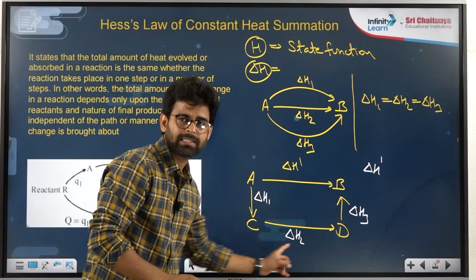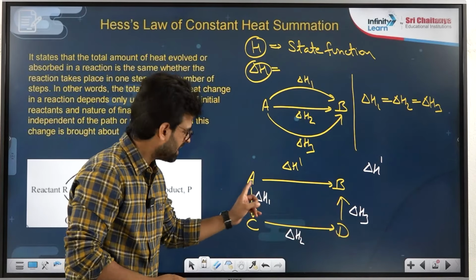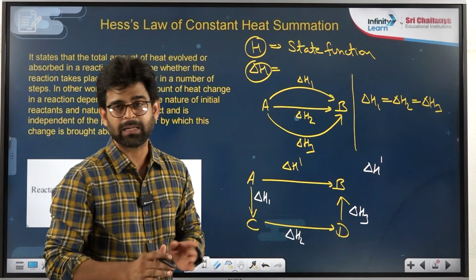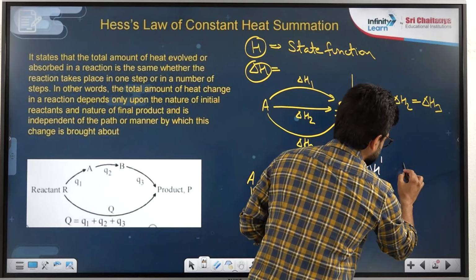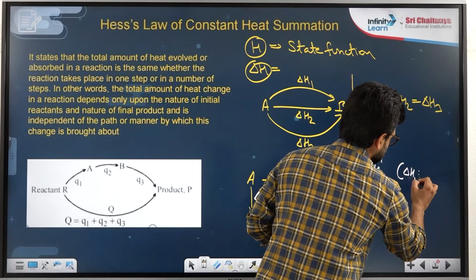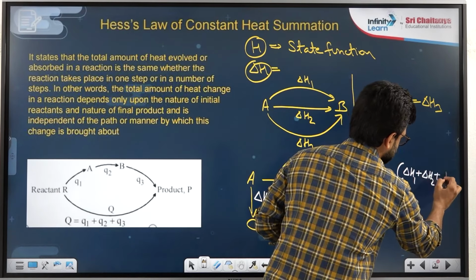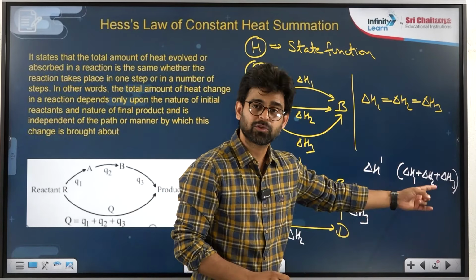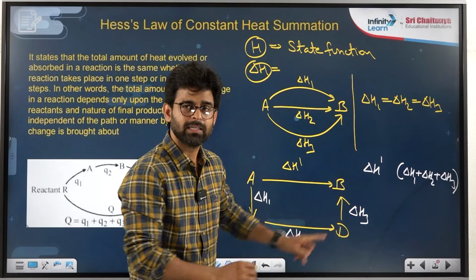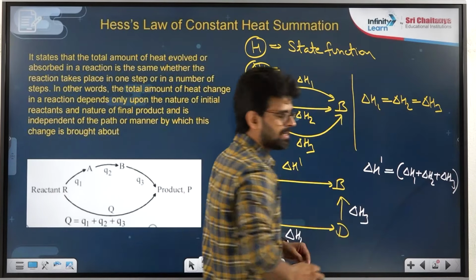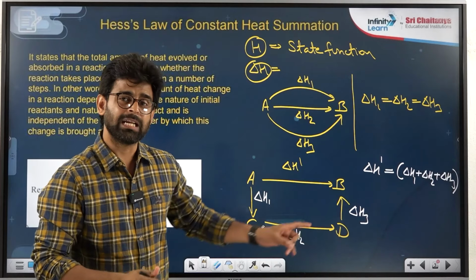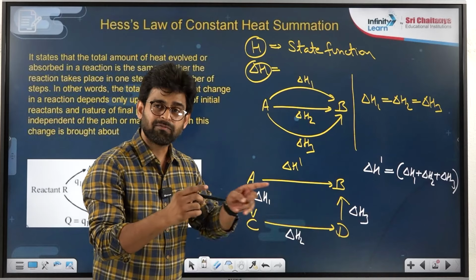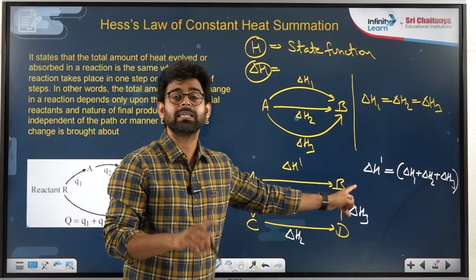So if I am going by the direct path, the enthalpy change is delta H dash. But if I am taking the other path, step 1 enthalpy plus step 2 enthalpy plus step 3 enthalpy, right? So I can say for the second path the enthalpy change is delta H1 plus delta H2 plus delta H3, right? It is the enthalpy change from path 2, and delta H dash is the enthalpy change from path 1. So I can say both are equal, right? So it will help us. You can see that using 2-3 different equations, I can find the enthalpy change of an equation.